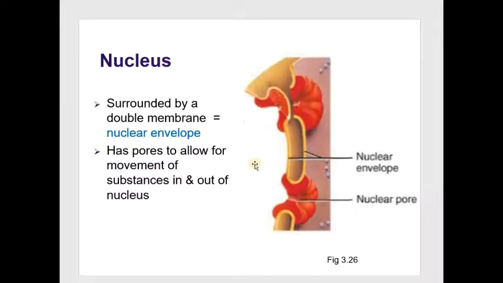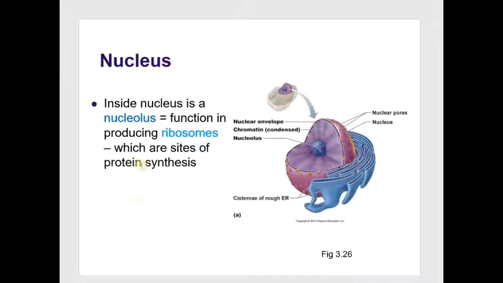This is a close-up image of the nuclear envelope. Like I said, it's a double-layer membrane, very similar to the plasma membrane, but it contains lots of these pores. These nuclear pores are going to allow specific substances to go in and out. We want to keep that genetic material safe and allow things to go out. Inside the nucleus is the nucleolus. The nucleolus is to produce ribosomes.